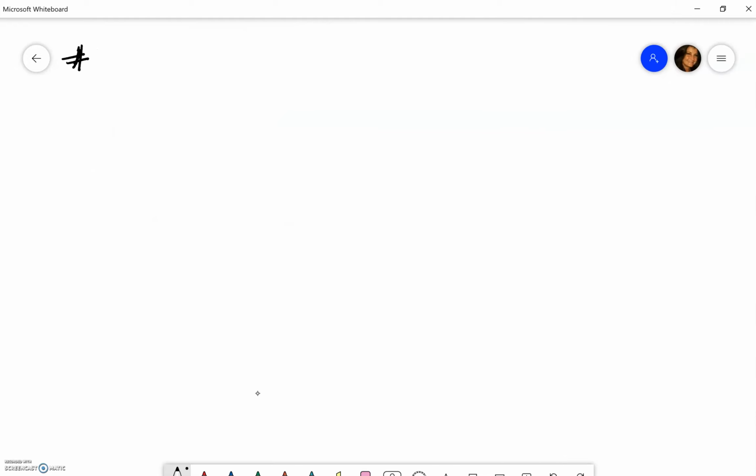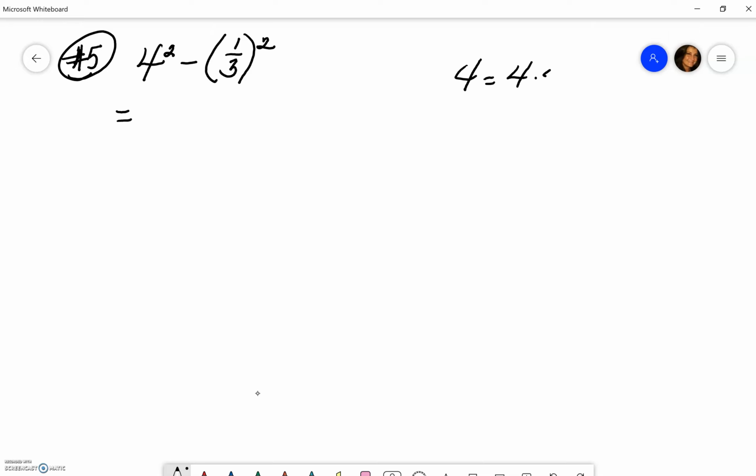Number 5 in your homework, we have 4 squared minus a fraction, 1/3, which is squared. I think we're pretty okay with 4 squared. We understand that's 4 times 4, which equals 16. So 4 squared is 16 minus. Now how do we handle the 1/3 squared? Well, that's the same thing as saying 1/3 times 1/3.